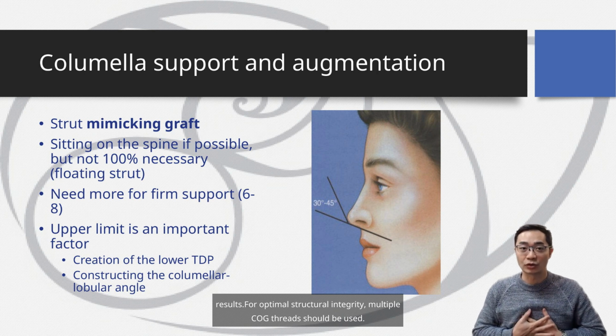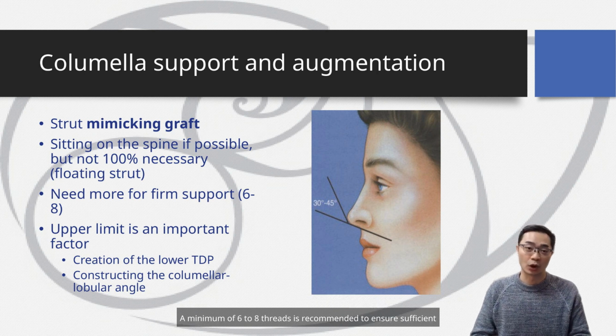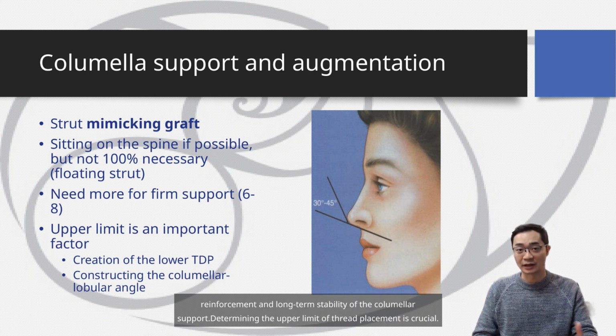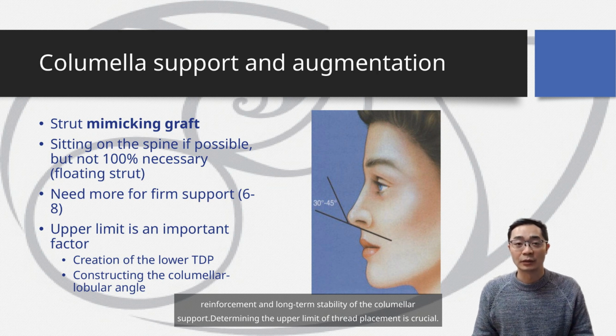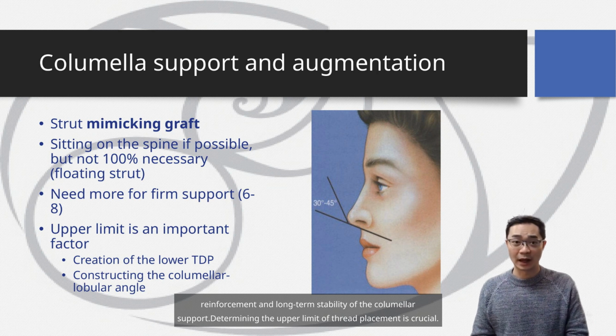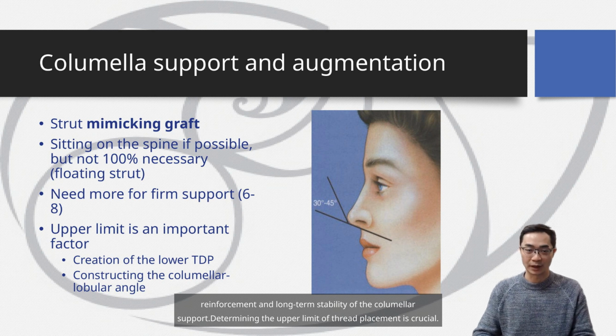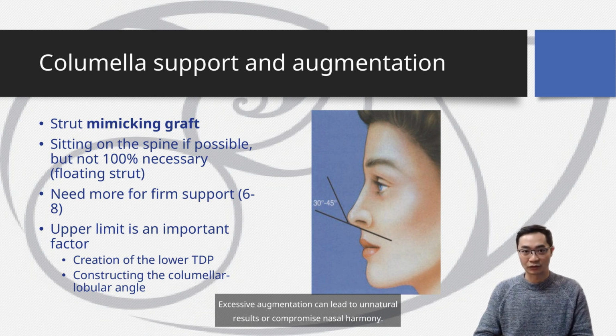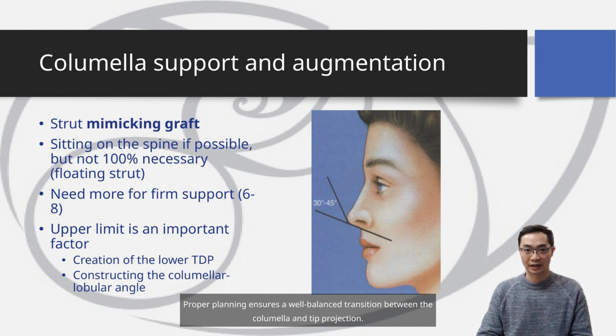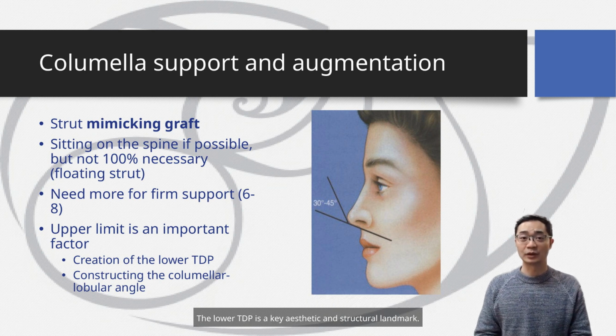For optimal structural integrity, multiple COG threads should be used. A minimum of 6 to 8 threads is recommended to ensure sufficient reinforcement and long-term stability of the columella support. Determining the upper limit of thread placement is crucial. Excessive augmentation can lead to unnatural results or compromise nasal harmony. Proper planning ensures a well-balanced transition between the columella and tip projection.